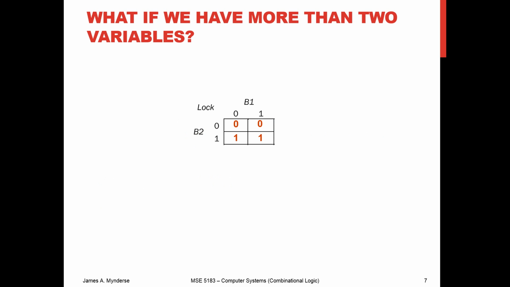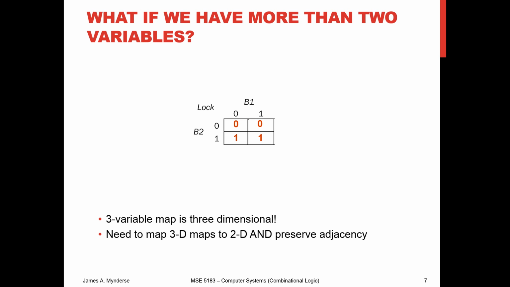But what do we do if we've got more than two variables? In this case, we had B1 and B2, but if we want to add a third variable, say B3, to represent it, we have to go in or out of the page. And when we go in or out of the page, we get a three-dimensional mapping. That becomes a lot more difficult to visualize and be able to do anything with. So what we'd really like to do is take that 3D mapping and map it down to 2D, but also preserve the adjacency. We still want the whole rule to work. So how do we go about doing that?